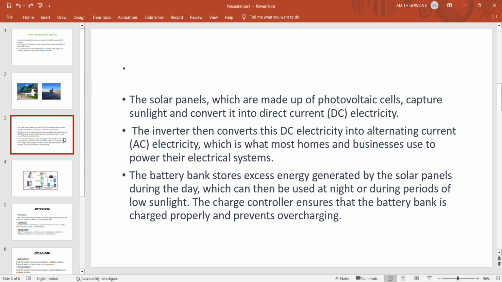And then the battery bank stores the excess energy which is generated by the solar panels during the day, which can be used at night or during periods of low sunlight. The charge controller ensures that the battery bank is charged properly and prevents overcharging.